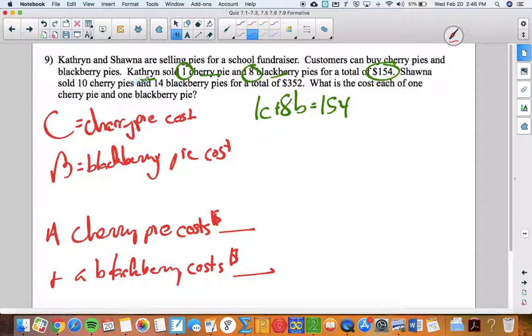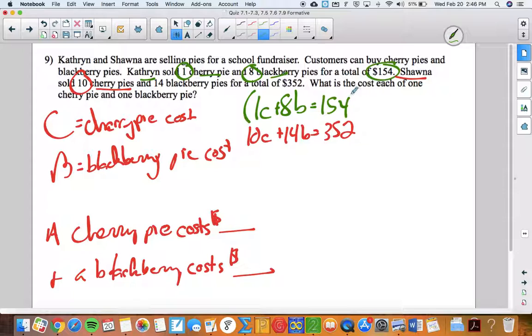Meanwhile, Shauna did some selling. She sold 10 cherry pies, so 10C plus, and then she sold 14 blackberry pies, 14B. And she made $352.